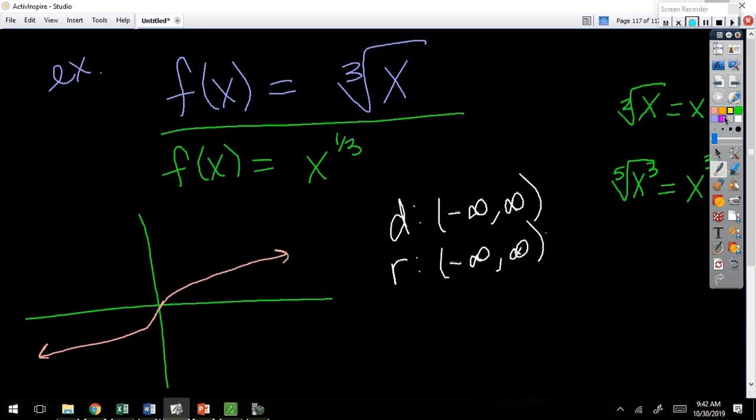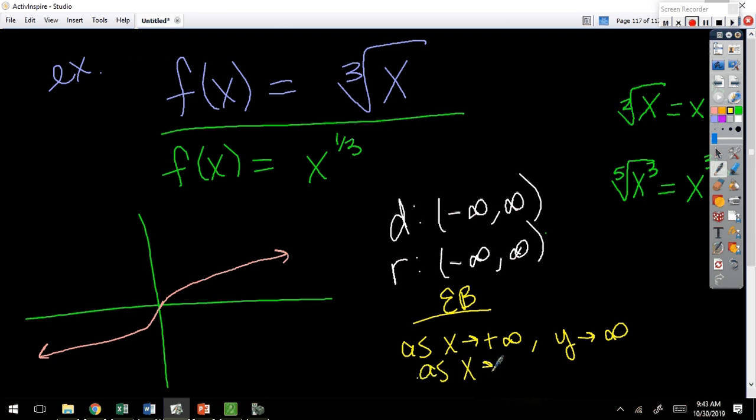What's the end behavior? As x approaches infinity, y approaches infinity. As x approaches negative infinity, y approaches negative infinity. So tomorrow I'm going to teach you a new way to write end behavior with limits.